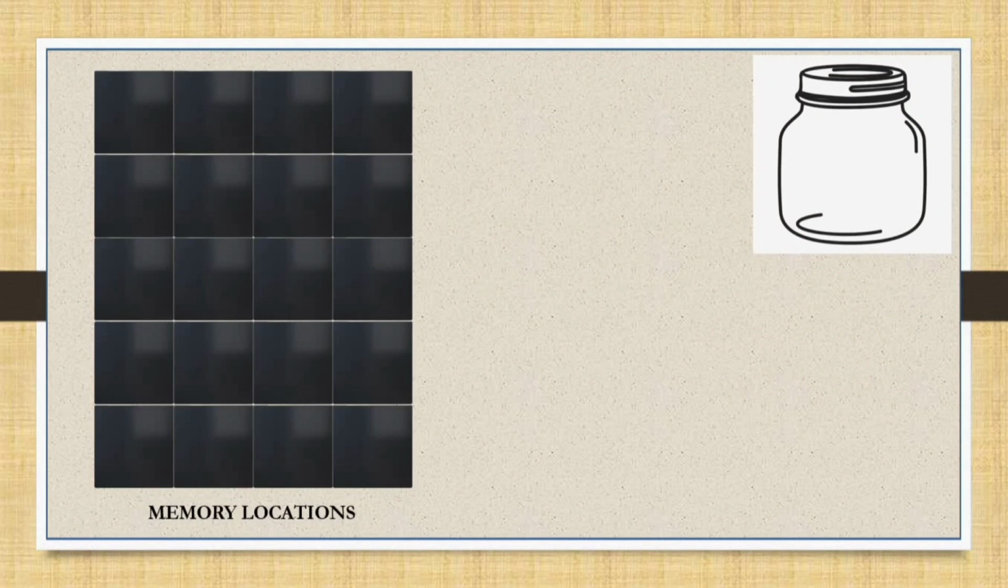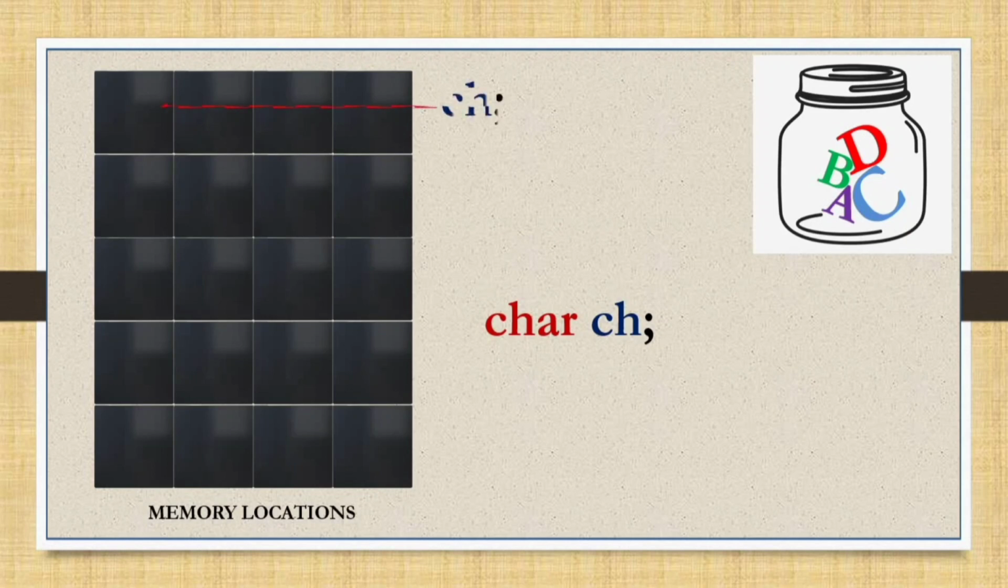Now I'll take different types of data. What type of data are these? Yes, they are of character type. So we can declare a character type of variable, char ch. Some space is allocated for ch in the memory. Now I will assign a value a to ch.